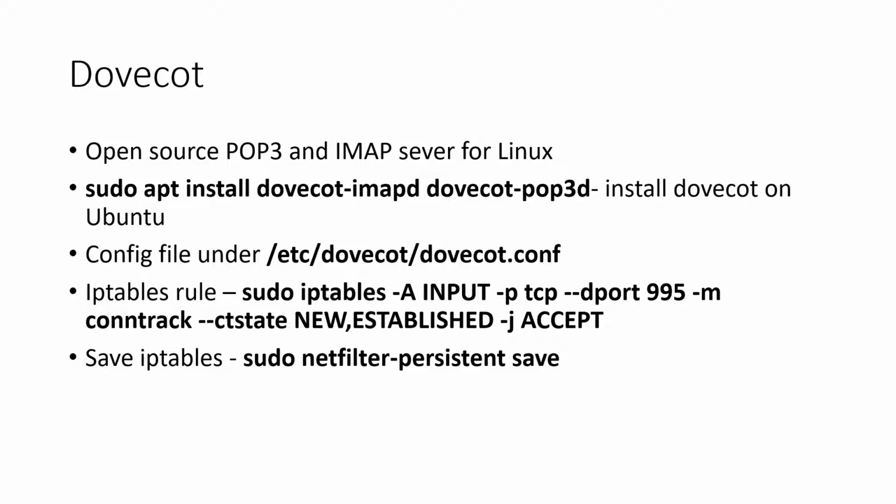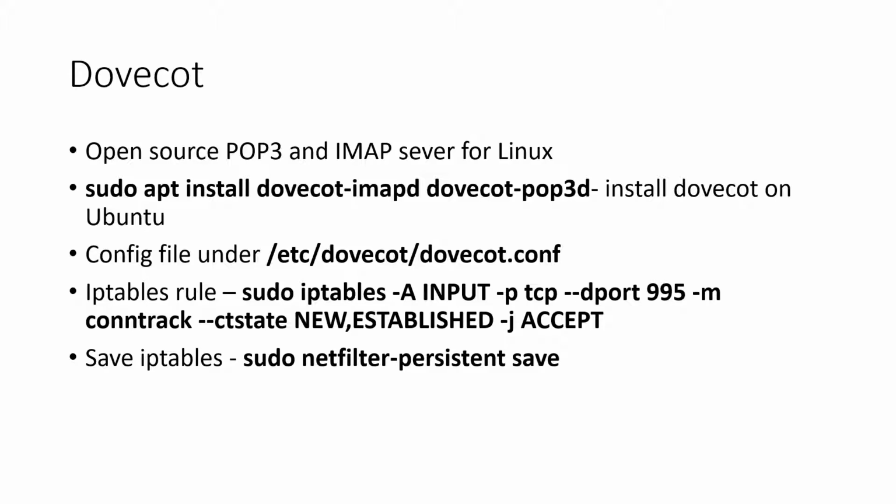Dovecot is Linux only, and to install you just run this command right here: sudo apt install dovecot-imapd dovecot-pop3d, and that will install both the IMAP daemon and the POP3 daemon. The configuration file will automatically be placed under the directory /etc/dovecot/dovecot.conf.